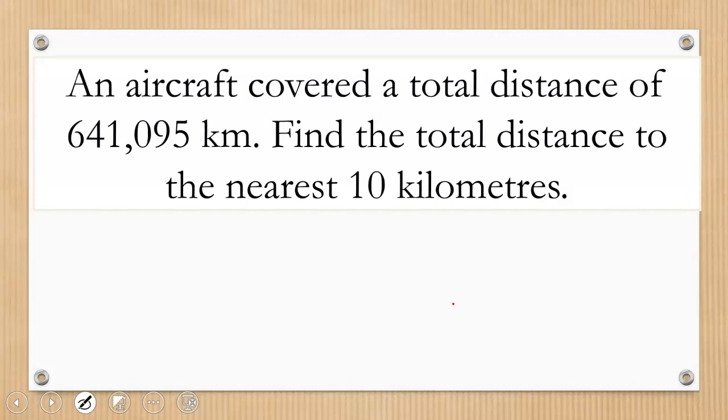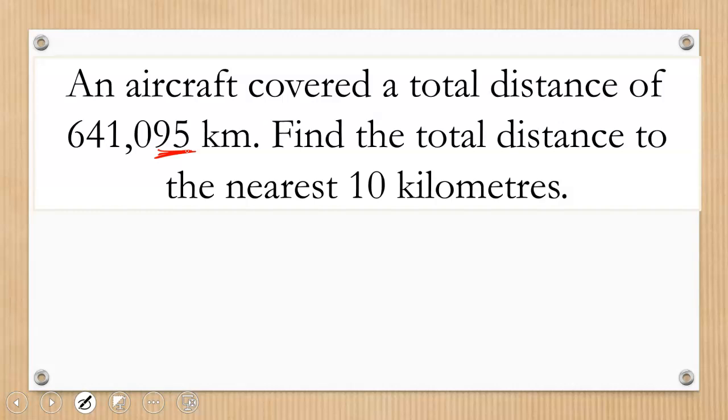Let's take another one to the nearest 10. An aircraft covered a total distance of 641,095 kilometers. We want to find the total distance to the nearest 10 kilometers. Our 10th digit remains here. You have to be very careful with this one. Either we call it 90 or we call it the next number, and the next number will enter into 100.